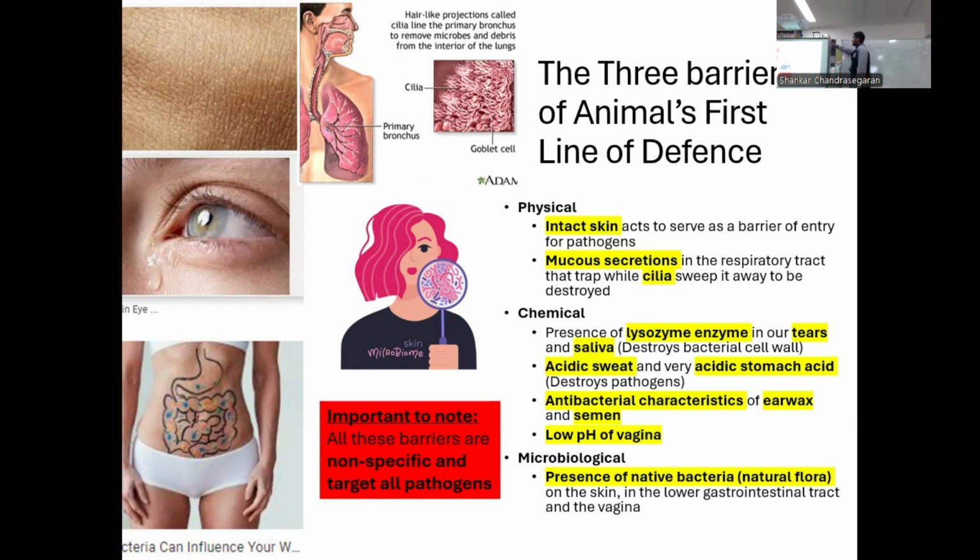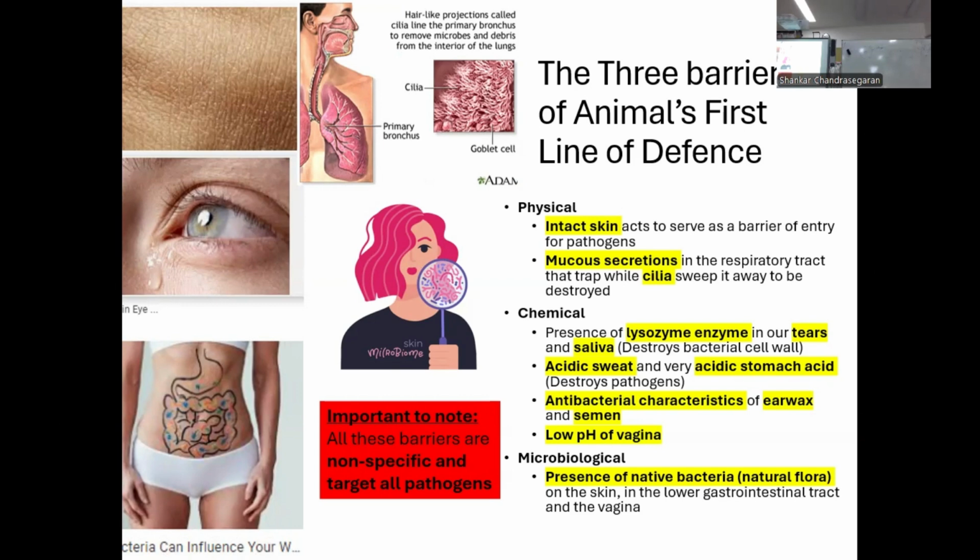So we have three barriers within our first line of defense for animals: your physical barrier, your chemical barrier, and your microbiological barrier. Let's go into detail about each barrier and what their features are. When it comes to the physical barrier, like I said, it's your intact skin. Your skin basically acts as a shield, preventing any microorganisms or pathogens from getting through to the inside.